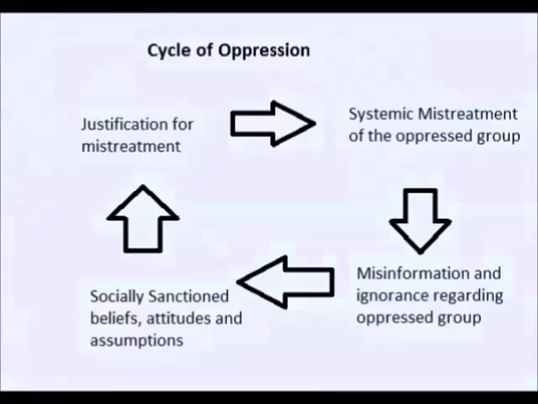Next, this brings us to the cycles of oppression. Take a look. Thinking of groups that are the perceived other, we get a systemic mistreatment of that group. This leads to misinformation and ignorance regarding that group. This becomes socially sanctioned beliefs and attitudes about them. This justifies that mistreatment, and then the cycle continues. It's actually really hard to end this cycle, because we're all in it at some point.